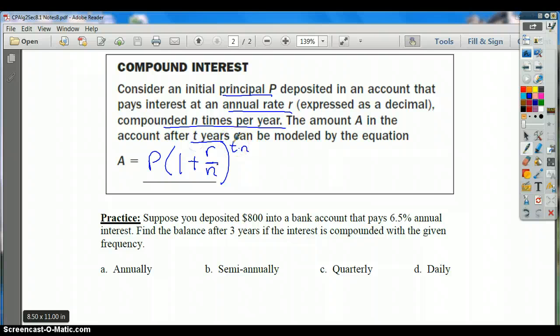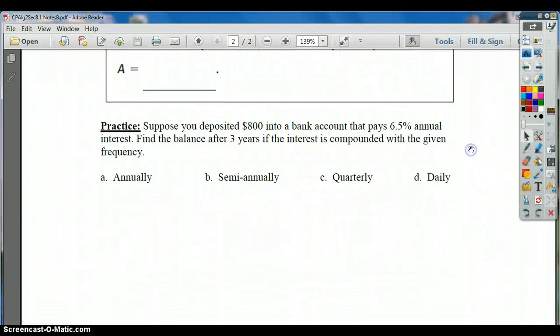So we're going to jump down to the example here using this equation. Let me shift this up a little bit. I'll rewrite P for you: P times 1 plus R over N to the NT. Suppose you deposited $800, there's your principal. Your rate is 6.5%. You find the balance after 3 years is T.